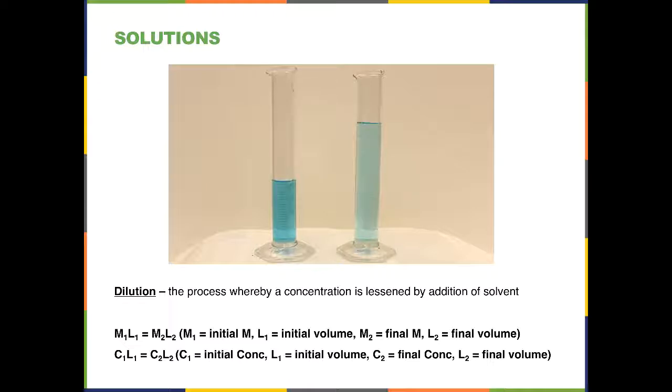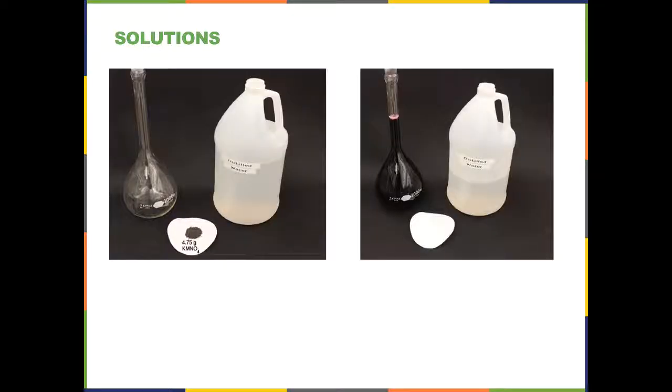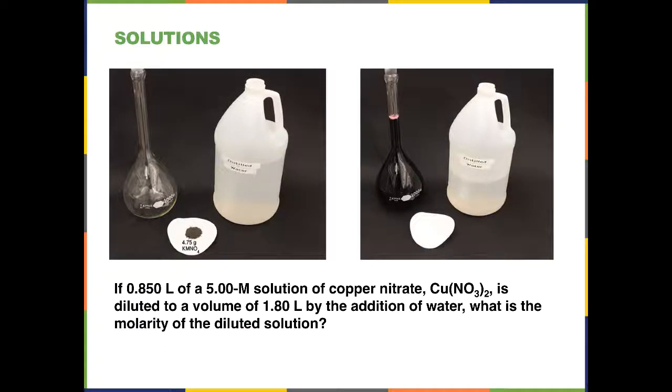And you can, again, say it: the initial concentration times the initial volume is equal to the final concentration times the final volume. So if you have 0.05 liter of 5 molar solution of copper nitrate, but you want to dilute that to a new concentration because you don't need it quite so concentrated, you would then add water to that. And you add enough water to end up with a new volume of 1.8 liters. So what is the new molarity?